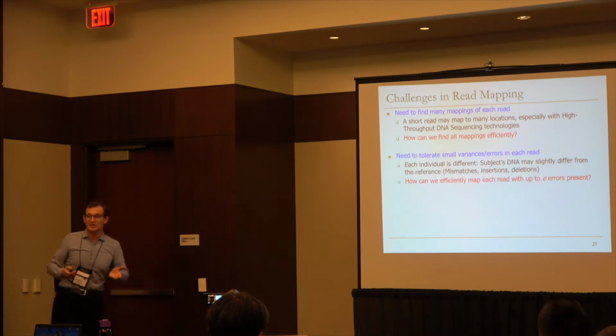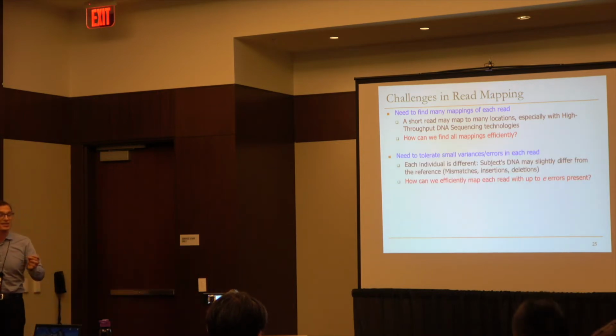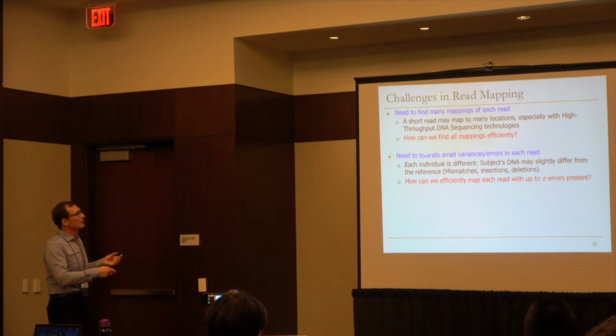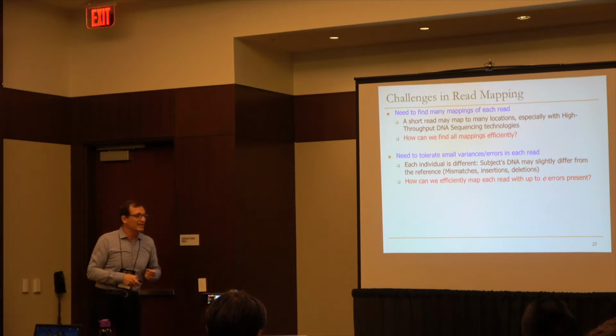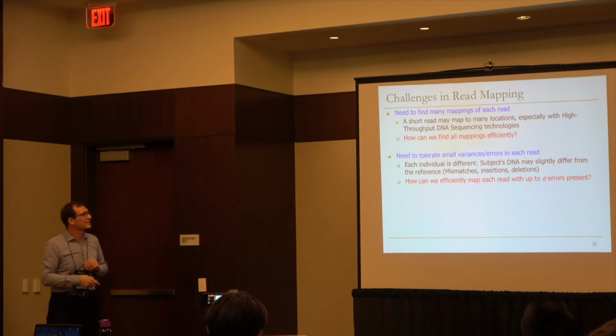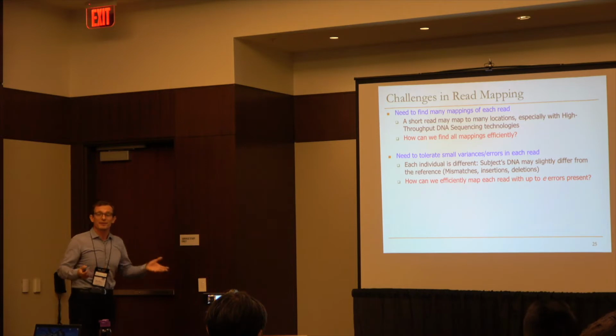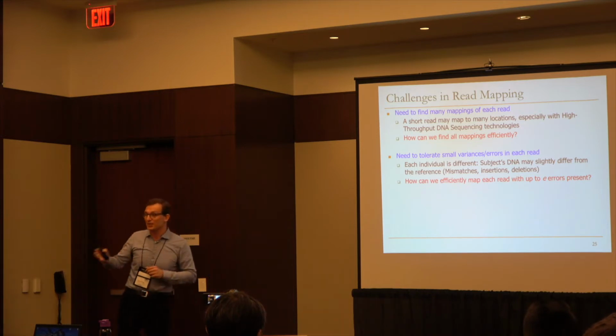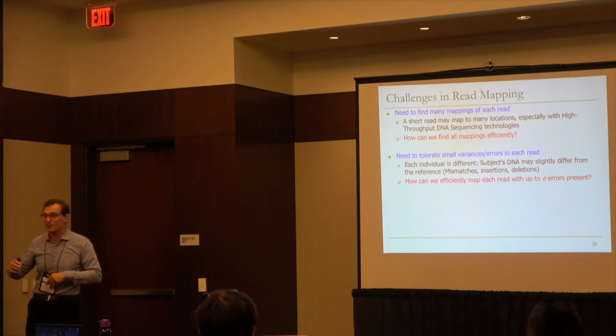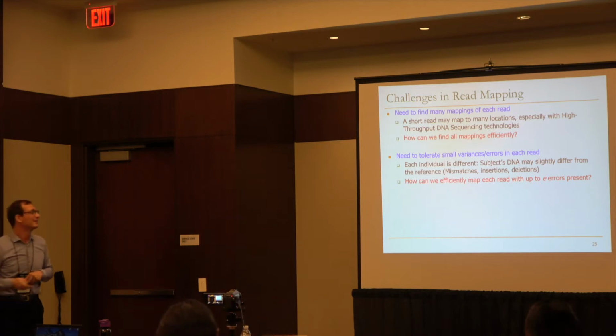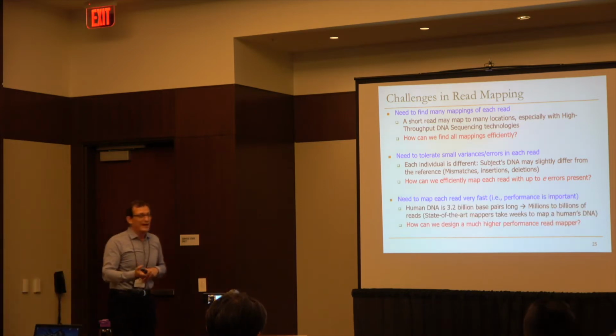The second question is, you don't want to find only the exact matches of a read. You need to tolerate small variances and errors in each read. Basically, each individual is different. Subject's DNA may slightly differ from the reference because you may have mismatches, insertions, and deletions. How can we efficiently map each read with up to E errors present? And if you really want to be comprehensive, you want to increase that E. And we want to do this very fast, of course.